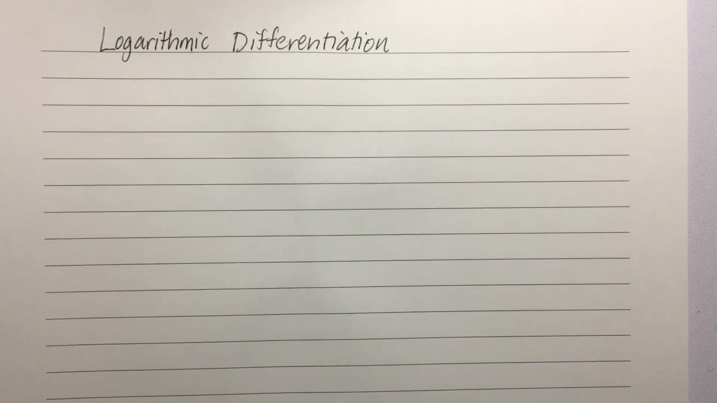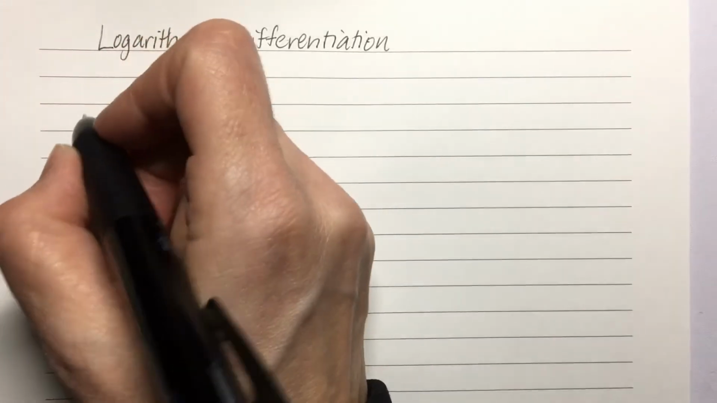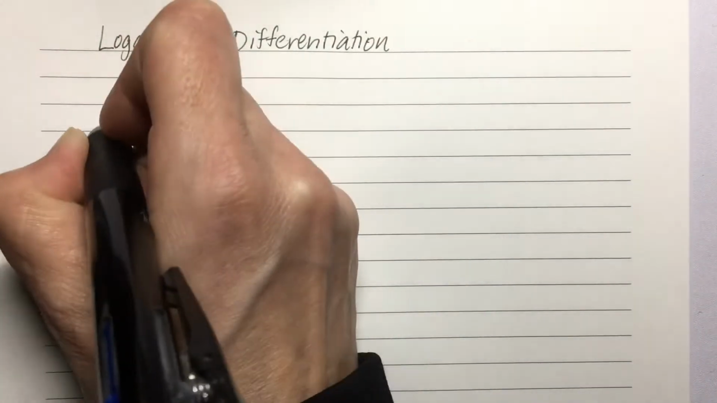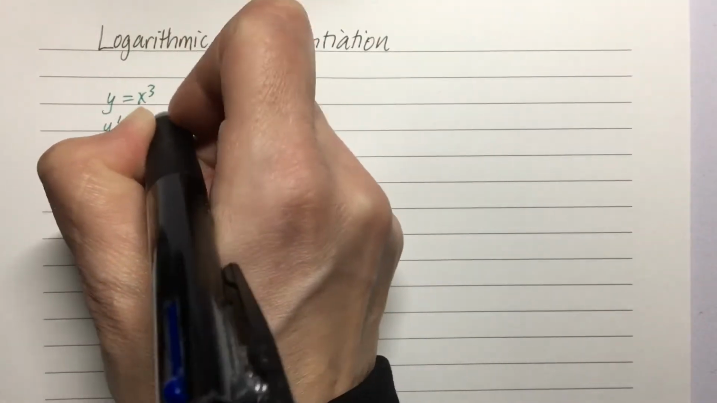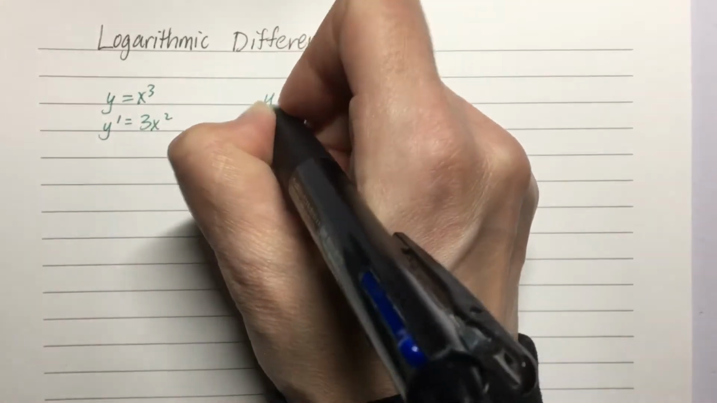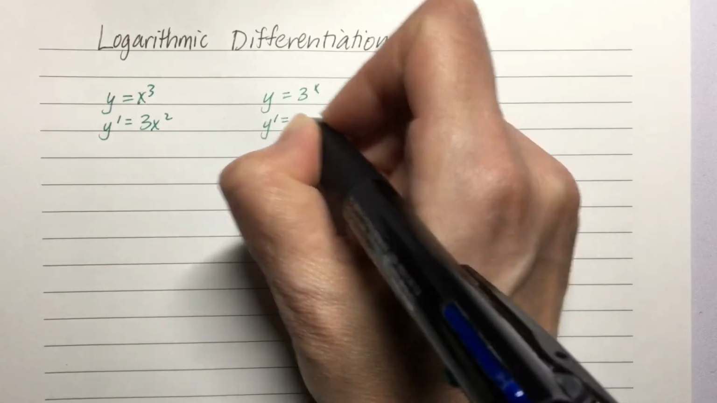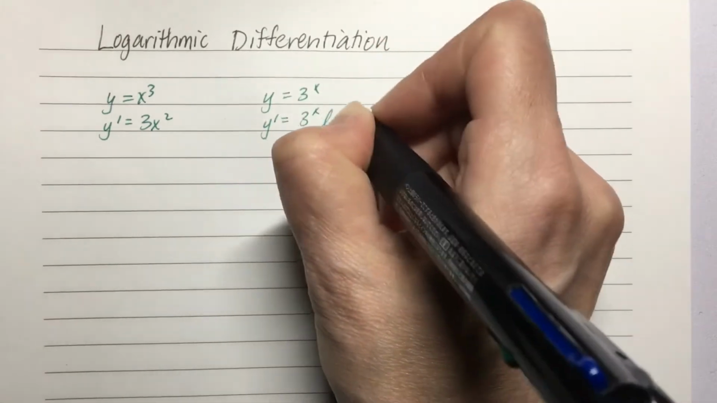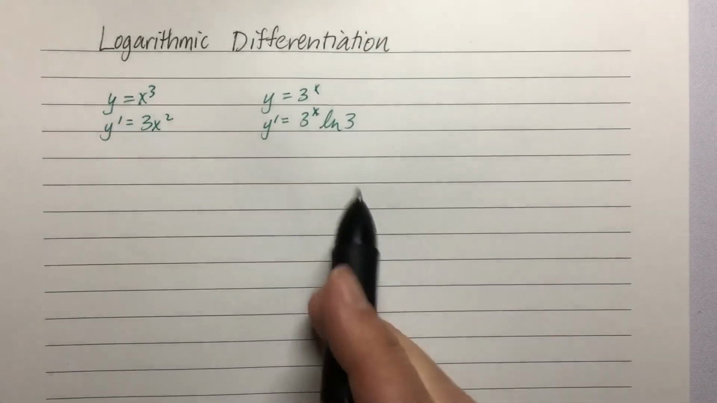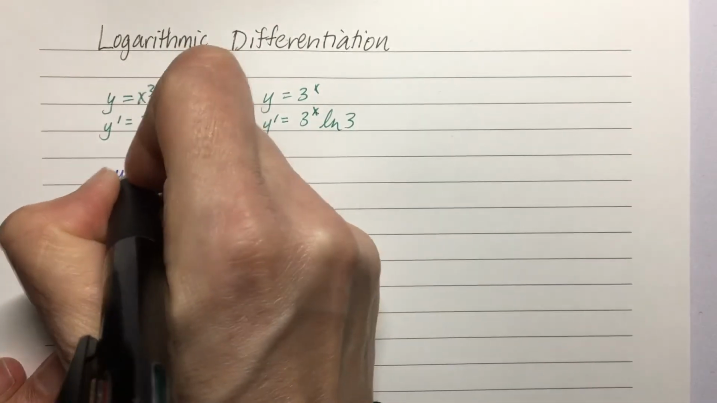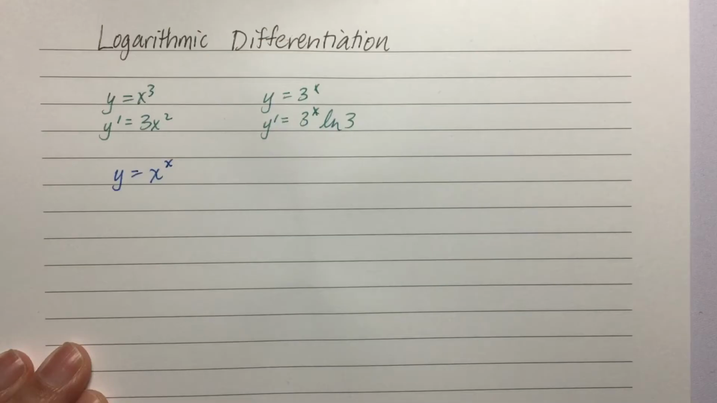Hey everyone, today we are looking at something called logarithmic differentiation. So just to back up for a moment, we've done derivatives like y equals x cubed, no big deal, right? y prime equals 3x squared. We've also done things like y equals 3 to the x, where y prime is 3 to the x natural log 3. But what we haven't done is something like this, y equals x to the power of x.